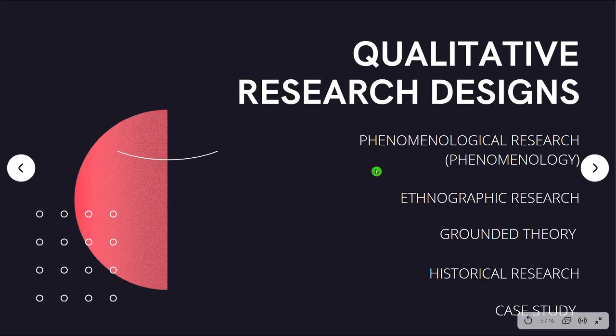Phenomenological is more on phenomenology. So, ano ba yung nangyayari? Ano ba yung event na yon? Ano ba yung napagdadaanan niya? Ano ba yung nangyayari doon sa isang event na yon, sa buhay na yon, sa scenario na yon? Okay? Ethnographic is more about ethnicity, kultura, belief ng isang lugar, ng isang community.